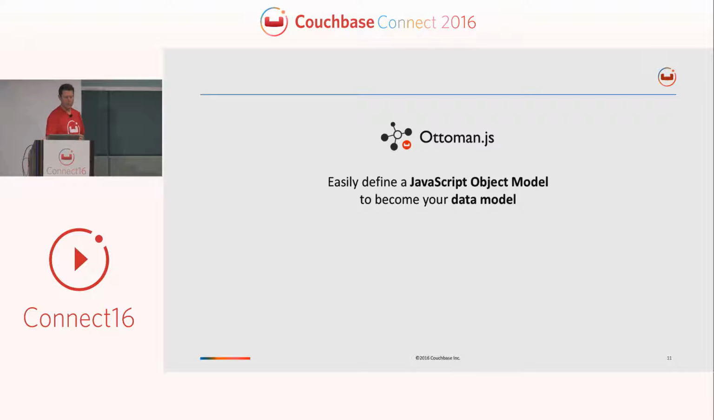So Ottoman.js, what does it do for us? As we talked about with ODMs, the main thing that you'll see is that Ottoman gives you a way to easily define a JavaScript object model to become your data model.